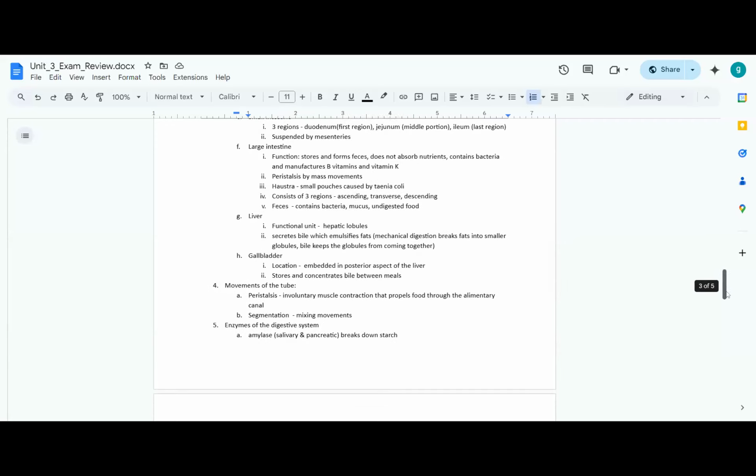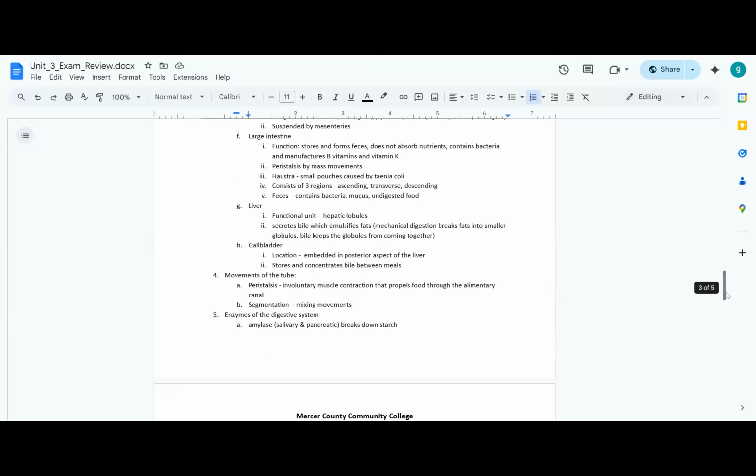Structurally, it differs from the small intestine in that it only has strips of muscle surrounding it, and this forms pouches called haustra. The teniae coli are the strips of muscle, right? So movement through the large intestine is much slower. It has three regions. It goes ascending, transverse, descending, right? And then you would have sigmoid, rectum, anus.